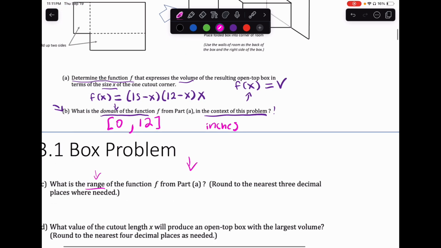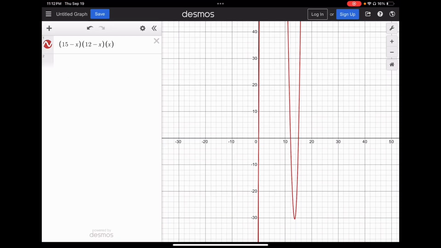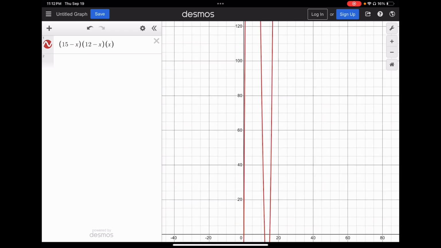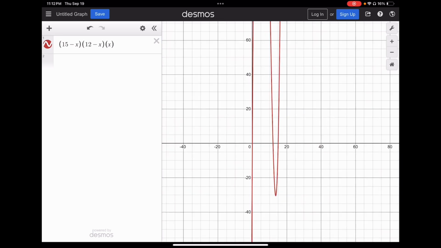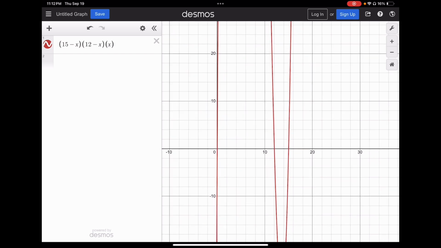So that means f of x is going to be our dependent quantities, also known as just our volumes. I have already put it into Desmos, and you get a kind of crazy graph like this. But we have already restricted the domain in terms of the context of our problem. We know that x can be from 0 until 12 inches for the domain, so we only want to look at y values in this interval.